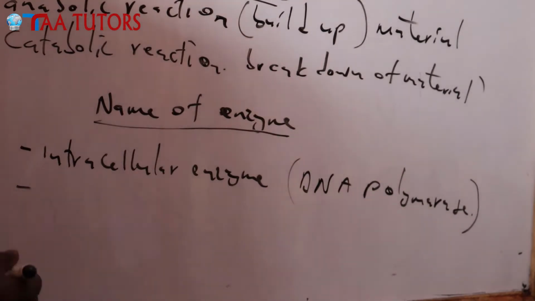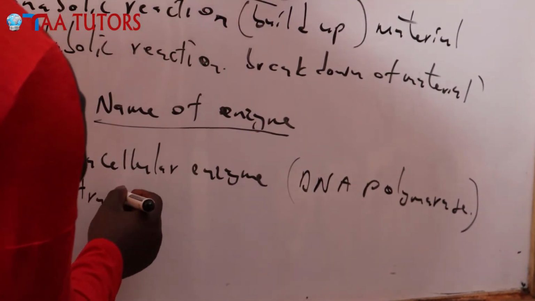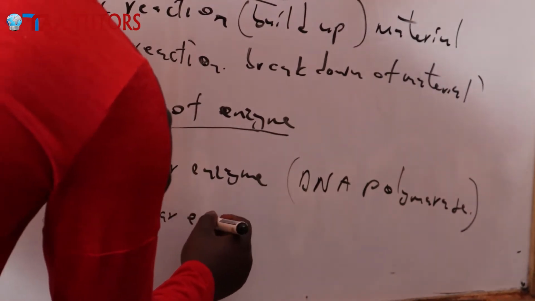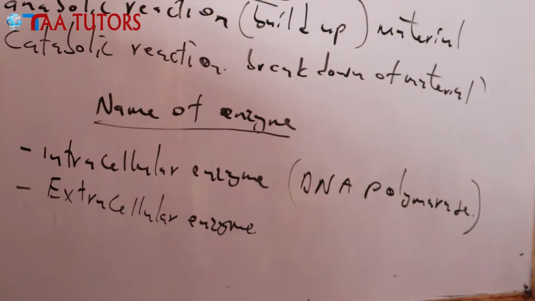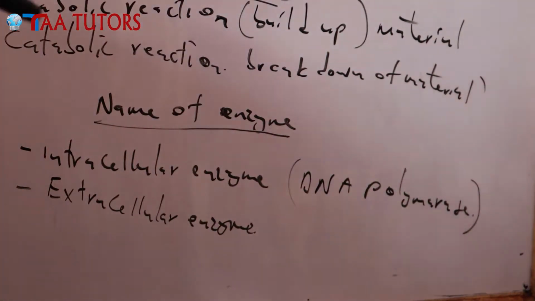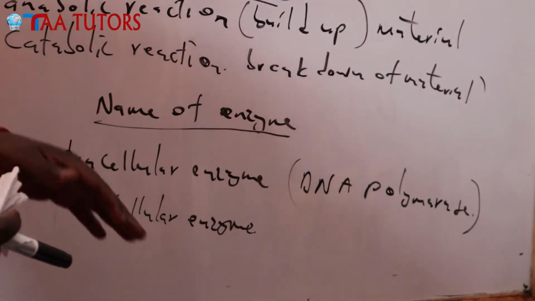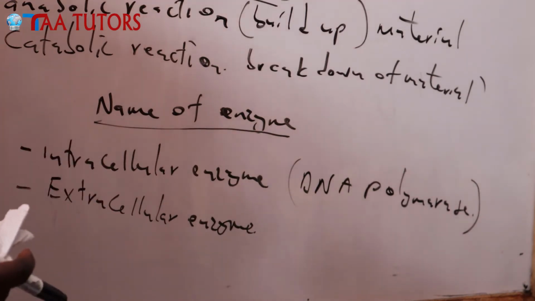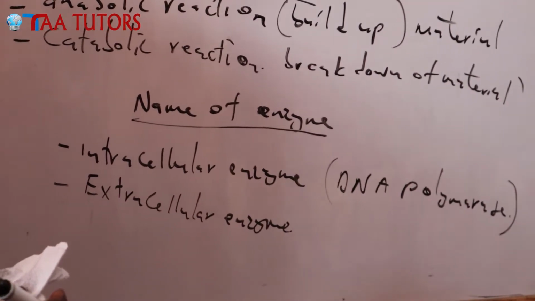Then we also have got the extracellular enzyme. Now, there are those particular organisms that their digestion is outside their body. A good example is like the flies. We know that the flies normally will release enzyme on the substrate they want to digest outside their body. They break it down and then they siphon it in so that they take it in already simple form.